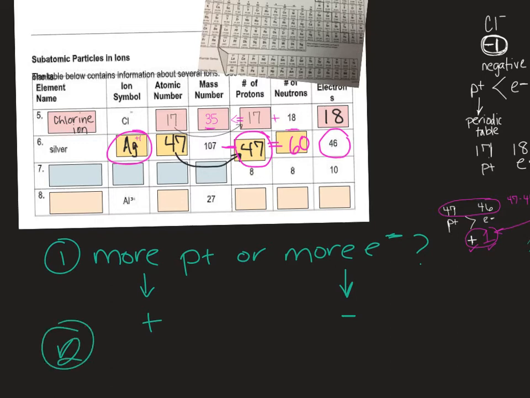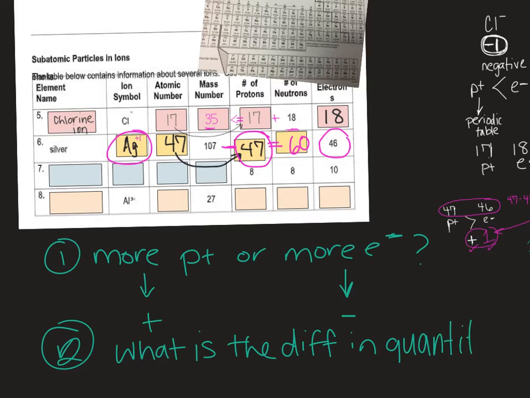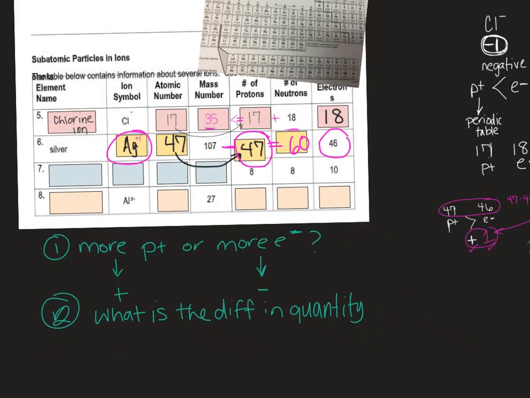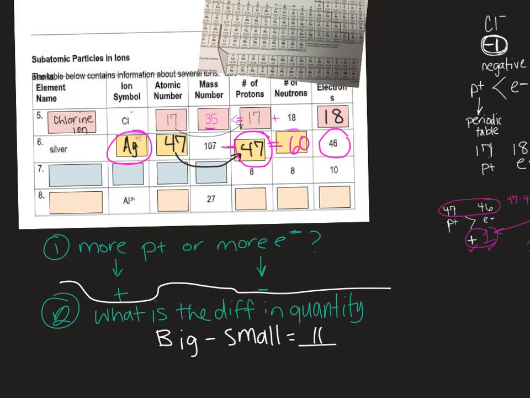Your second question is going to be, what is the difference in quantity? So an easy way to approach that little part is you can do big number. Sorry, these are two different questions. Okay. Big minus small to figure out that number. And now you have a sign and a number. Okay. So that'll be the way that I do this next one.